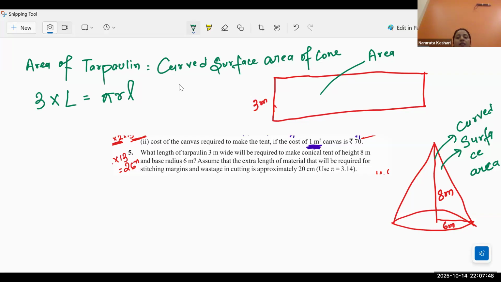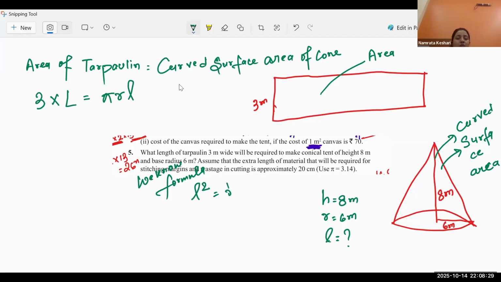Now, do we have all the data available in the cone? Let me look at my figure. In the cone, height h is 8 meter. Radius r is 6 meter. And slant height l is not there. But just now we have realized that there is a formula we can use. We know l square is equal to h square plus r square. Yes or no?